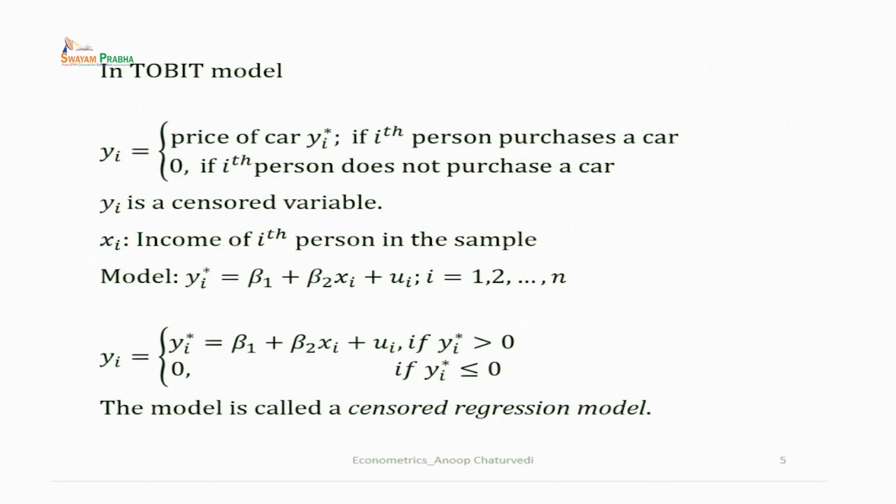So, your model is yi star equal to beta 1 plus beta 2 xi plus ui, and then we have n observations. So, i takes values from 1 to n. Then yi is equal to yi star, which is equal to beta 1 plus beta 2 xi plus ui, if yi star is greater than 0, and it is 0 if yi star is less than or equal to 0. Such a model is called the censored regression model. Basically, you have censored the model for yi star less than or equal to 0.